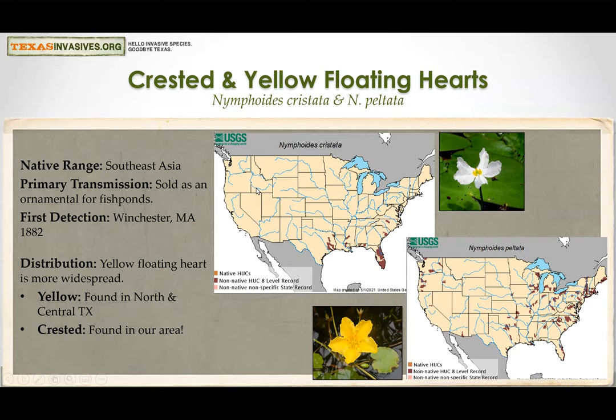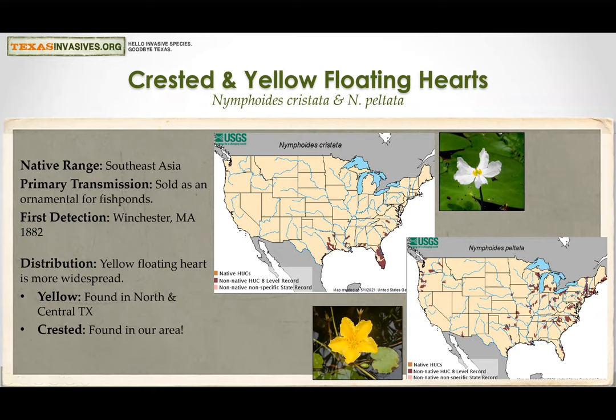They're both native to Southeast Asia, and they were brought as ornamentals for fish ponds. The yellow floating heart first started to escape and was detected in Winchester, Massachusetts in 1882. Since it was brought over and started to spread earlier, it's more widespread. In reference to our state, it's found in central and north Texas. And then the crested floating heart could be found in our area.